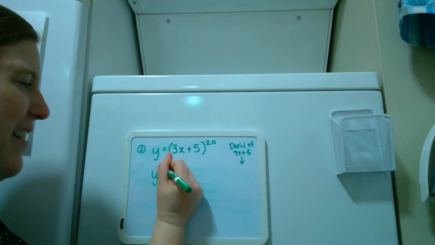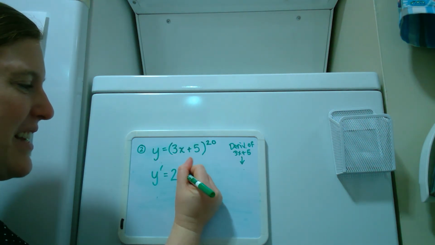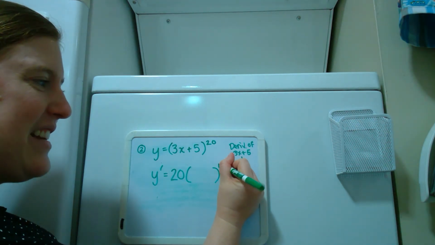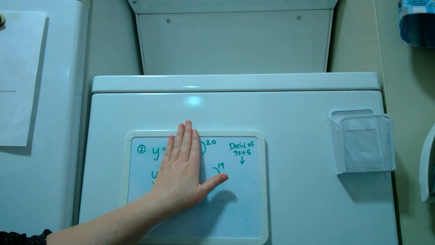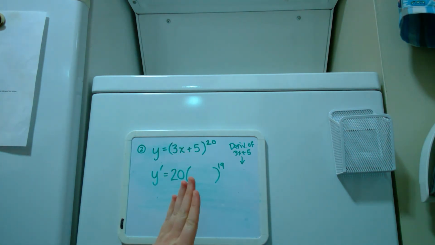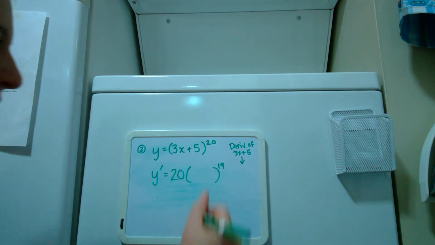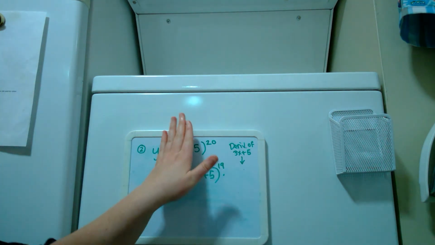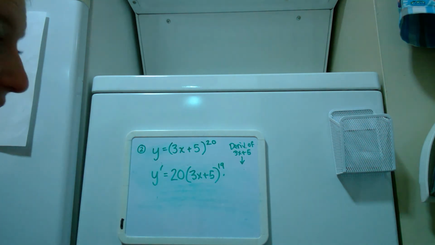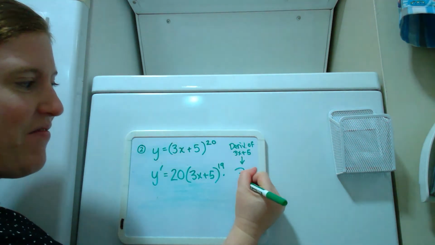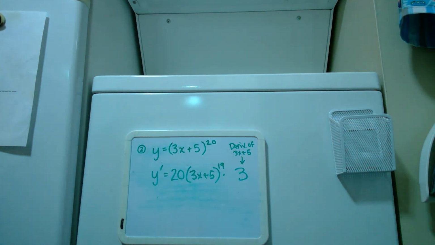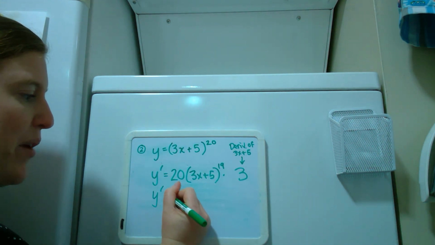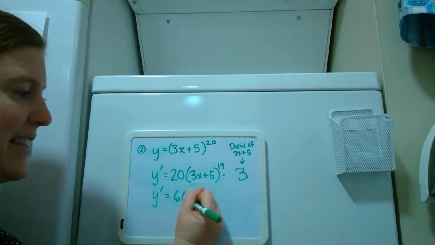So we do y prime equals 20 hand to the 19th. And then you would remove your hand, see what hand really is. It's 3x plus 5. Stick it in right there. And then multiply by the derivative of whatever was under your hand, which is, again, 3. Okay, so then we have the derivative here.